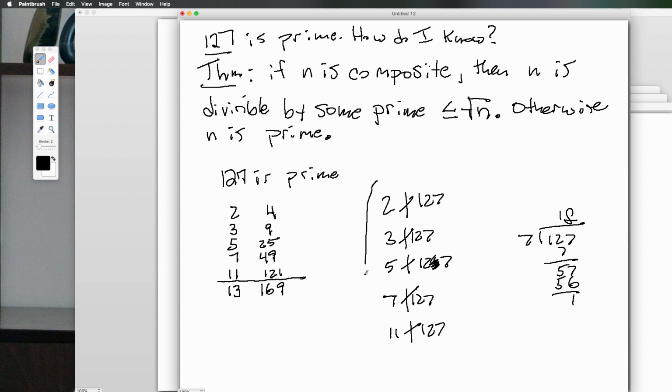So all of the primes less than the square root of 127 do not divide it. Therefore, 127 is a prime number. And that is our bit of number theory for today. I hope you enjoyed it. Now back to hashing.